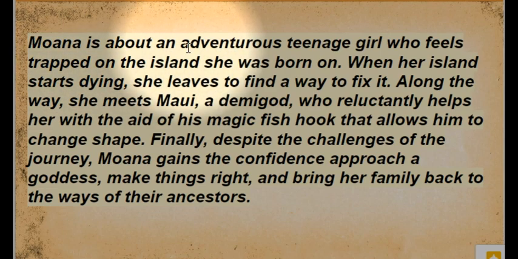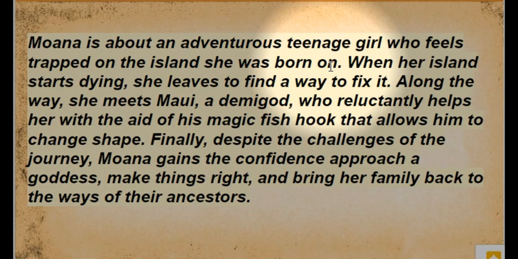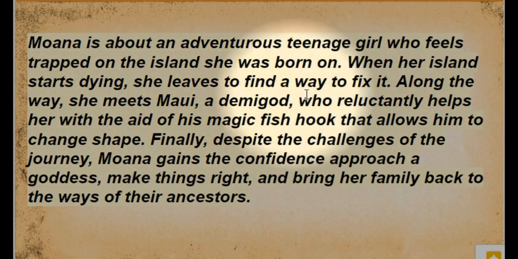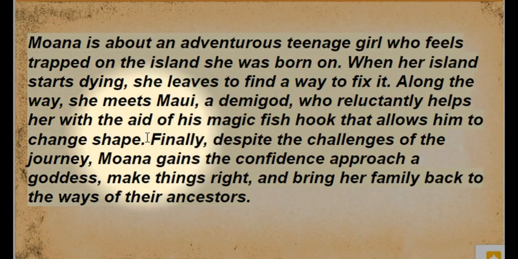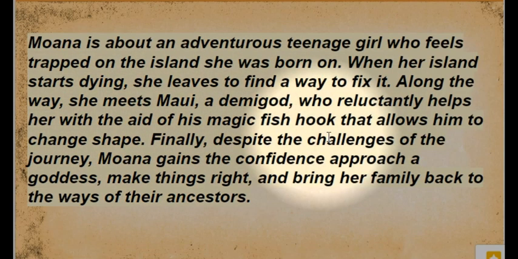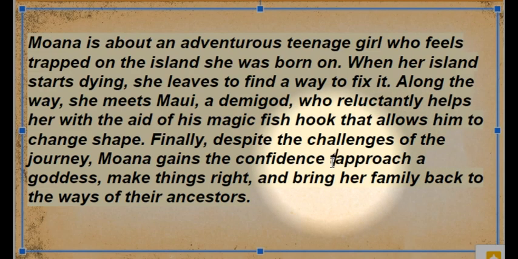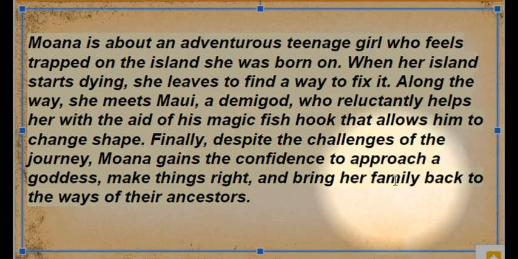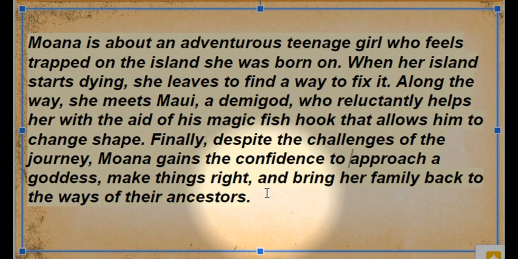So, Moana is an adventurous teenage girl who feels trapped on the island she was born on. When her island starts dying, she leaves to find a way to fix it. Along the way, she meets Maui, a demigod, who reluctantly helps her with the aid of his magical fish hook that allows him to change shape. Finally, despite the challenges of the journey, Moana gains the confidence to approach a goddess, make things right, and finally bring her family back to the ways of their ancestors.